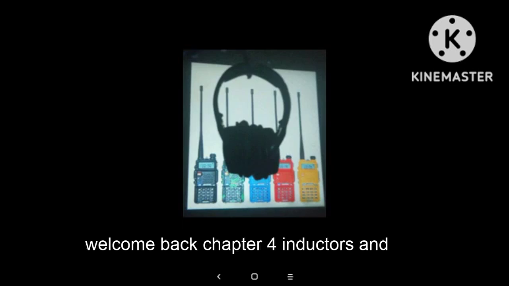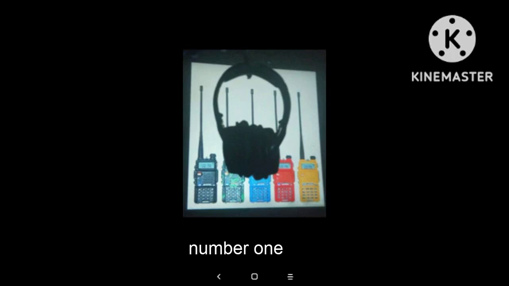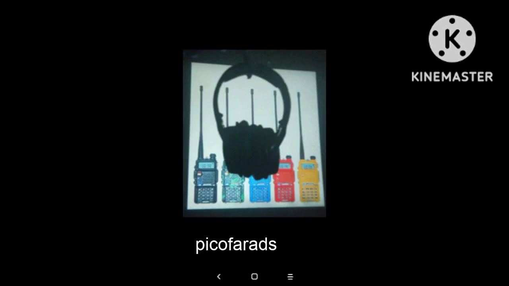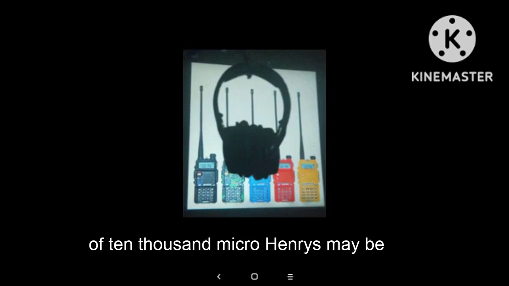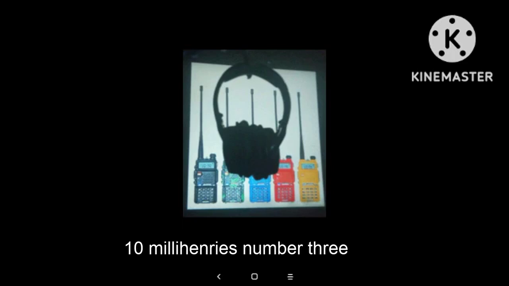Welcome back. Chapter 4. Inductors and capacitors. There are 50 questions in this chapter. Number 1. How many microfarads is 1 million picofarads? 1 microfarad. Number 2. An inductance of 10,000 microhenries may be stated correctly as 10 millihenries.